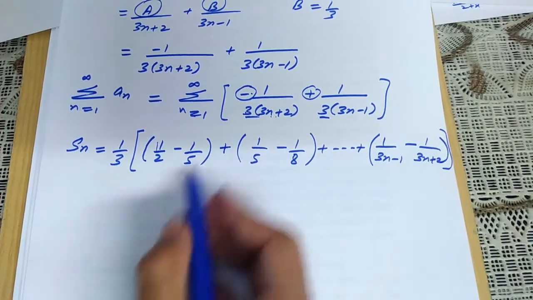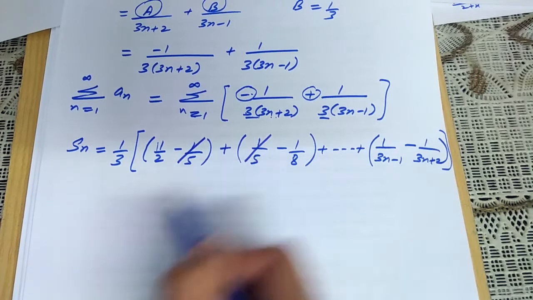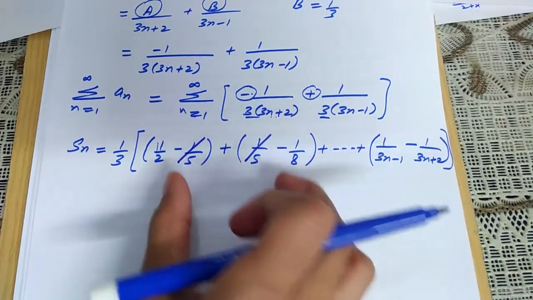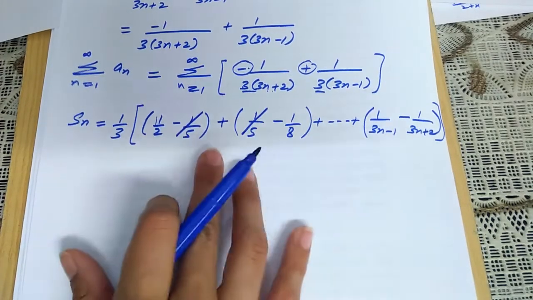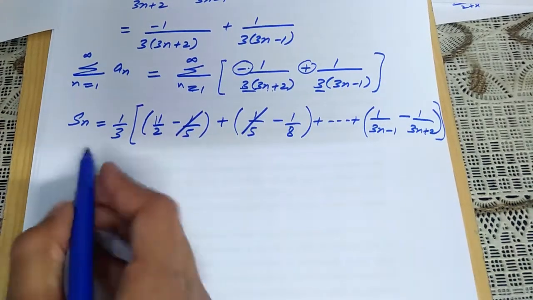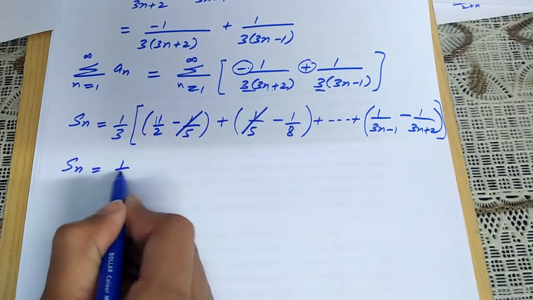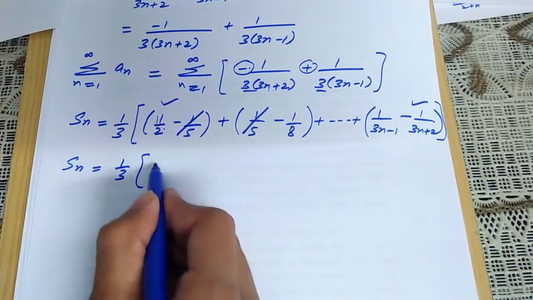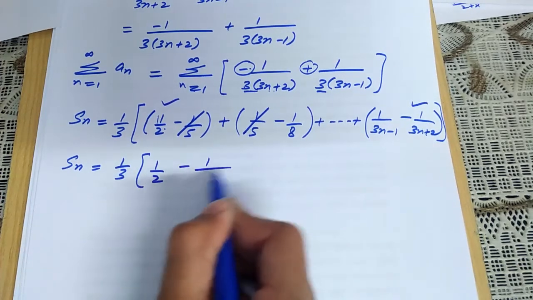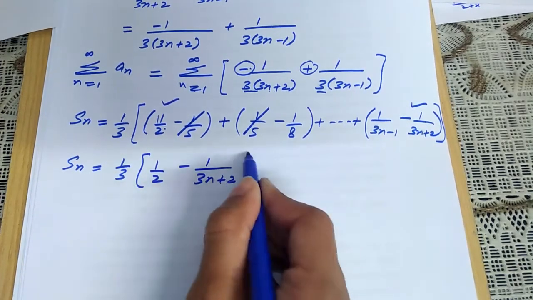If you observe, every second term can be cancelled out with the first term, which means again you got a telescoping sum. So in the telescoping sum, what will be the sum of the series? The sum of the series will be the first and the last term, that is equal to 1 over 2 minus 1 over 3n plus 2.